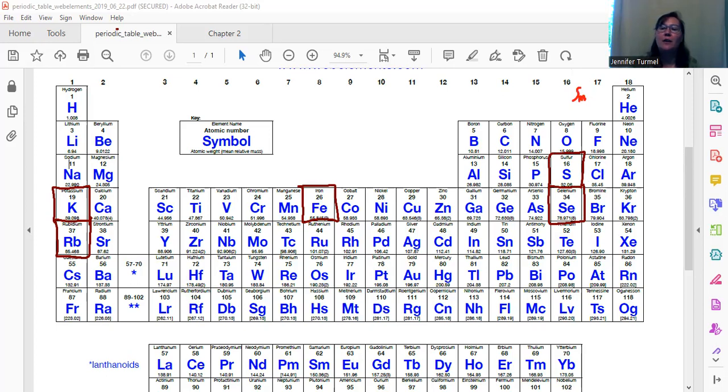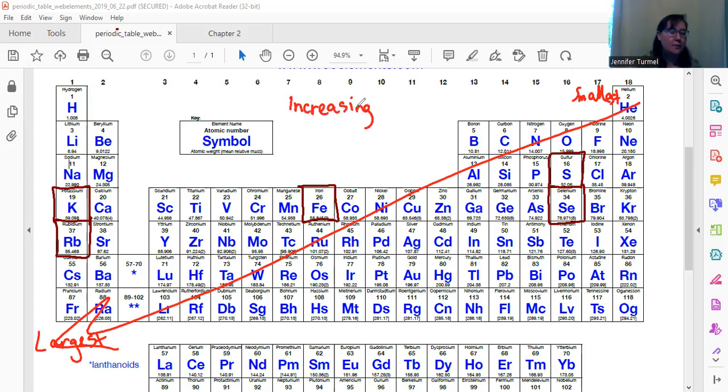Okay, so remember that we said that up here at the top were our smallest elements. And I have things in the way over here. I don't know if you'll be able to see this, but we have our smallest elements up here and our largest elements here. Okay, so if we are going to rank these in terms of increasing size, remember that increasing size means getting bigger. Okay. So now we can just sort of work that. So based on this trend, that means that sulfur has to be our smallest, and then selenium, and then iron, and then potassium, and then rubidium. And you can follow this on your periodic table.